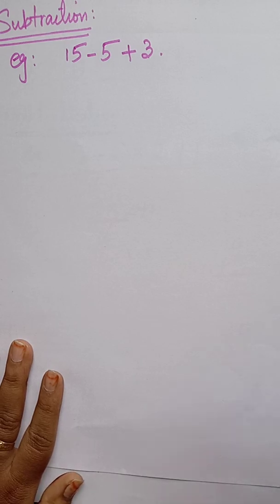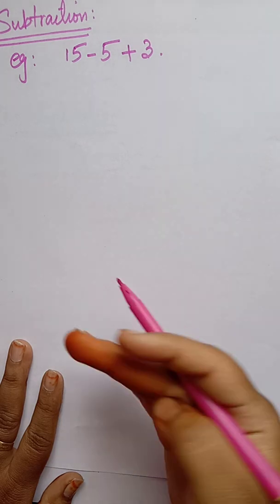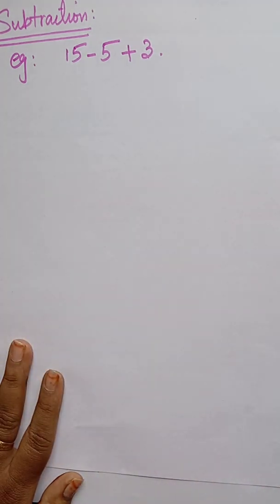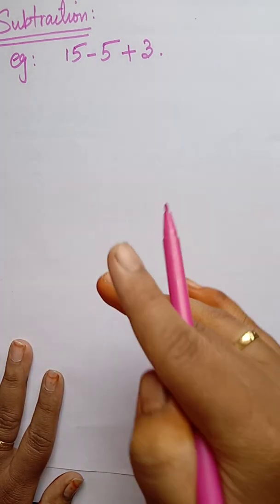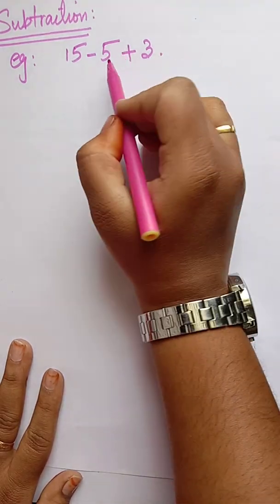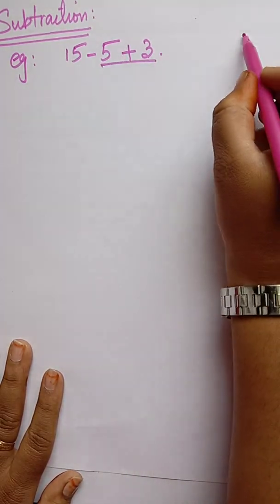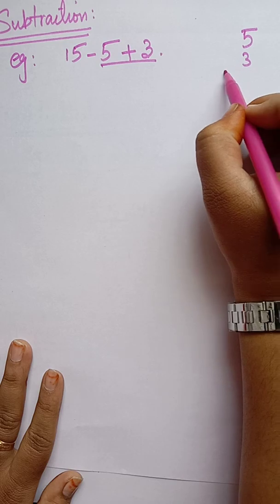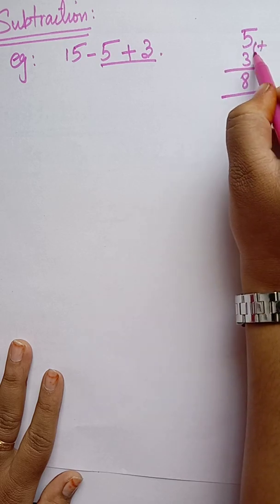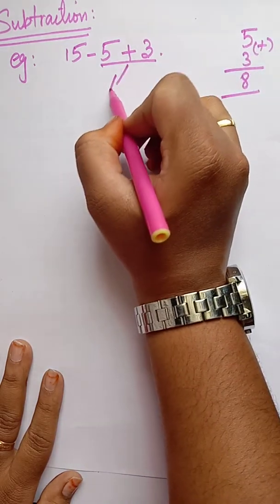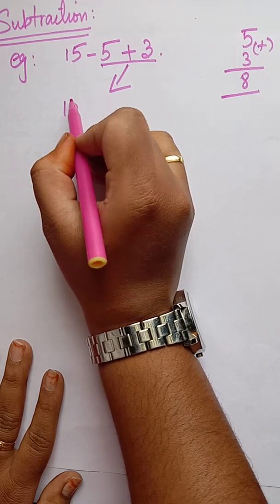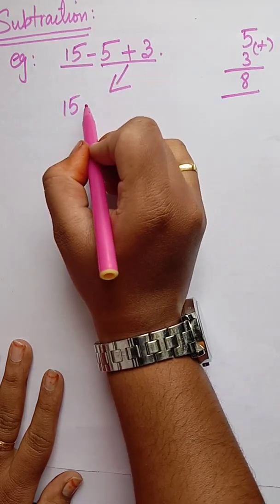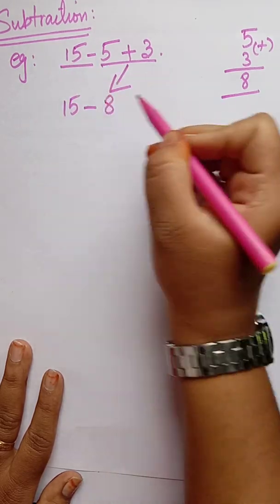Then the division. Can we see any division symbol? No, we can leave it. Then multiplication symbol, we cannot see any multiplication symbol here. Then the addition symbol. Can we see an addition symbol? Yes, that is 5 plus 3. So what is 5 plus 3? It is 8. So we can replace it here and write the other number as it is, that is 15 minus 8.